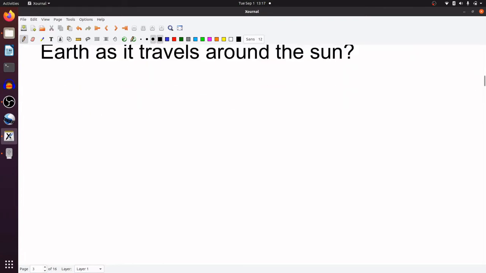Couple things. I am making some assumptions here. If this is the sun, the Earth does not travel in a perfect circle. It travels something closer to this, where it has a perihelion, where it's closest to the sun, and then aphelion, where it's furthest away from the sun.